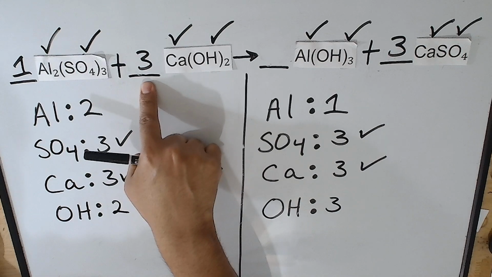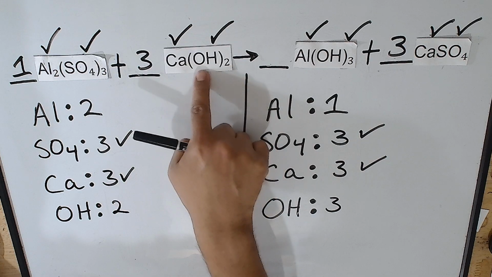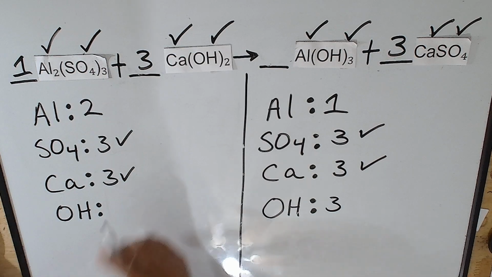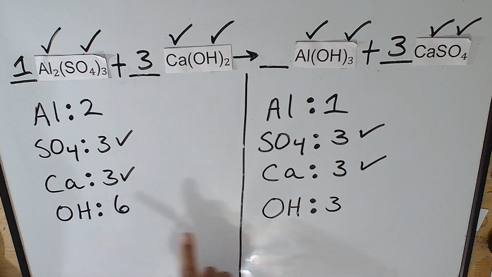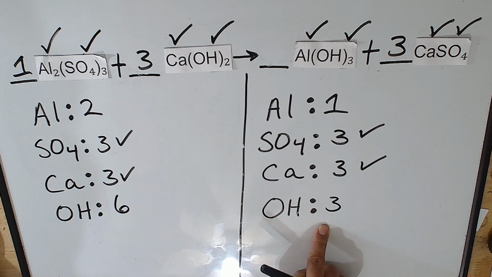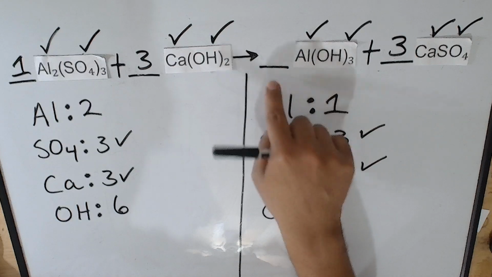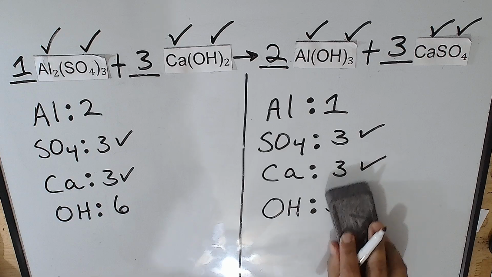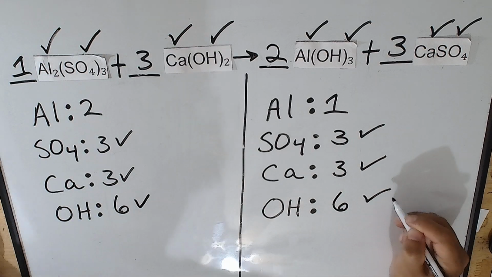Now that I wrote this 3, we now have 3 times 2 equals 6 hydroxides. So if I have 6 hydroxides in the reactant side, I need to have also 6 in the product side. So the way that I do that, if I have 3 right now, I'm going to write a coefficient of 2. Because 2 times 3 gives me 6. And we have balanced now the hydroxides.